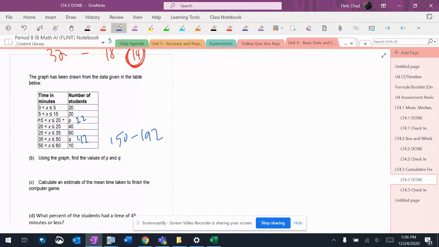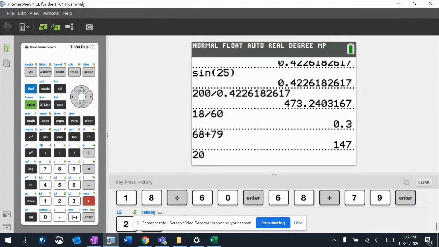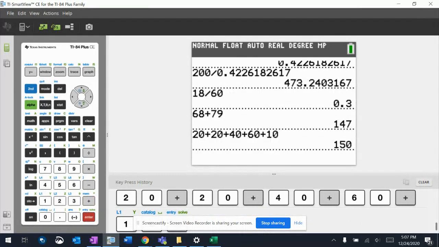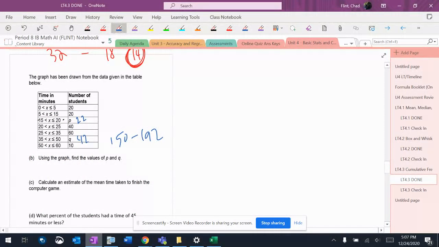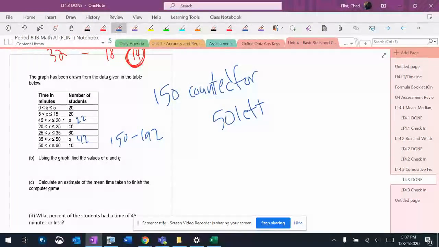It's probably supposed to be even though. So let's see. Let's add these. Let's add up what's there. So 20, 20, 40, 60, 10. So 20 plus 20 plus 40 plus 60 plus 10 is 150. All right. So it's a total of 150 accounted for, which means there's 50 left, which means it cannot be 22 and 42 because that's 64. All right. So let's see if I did something else.